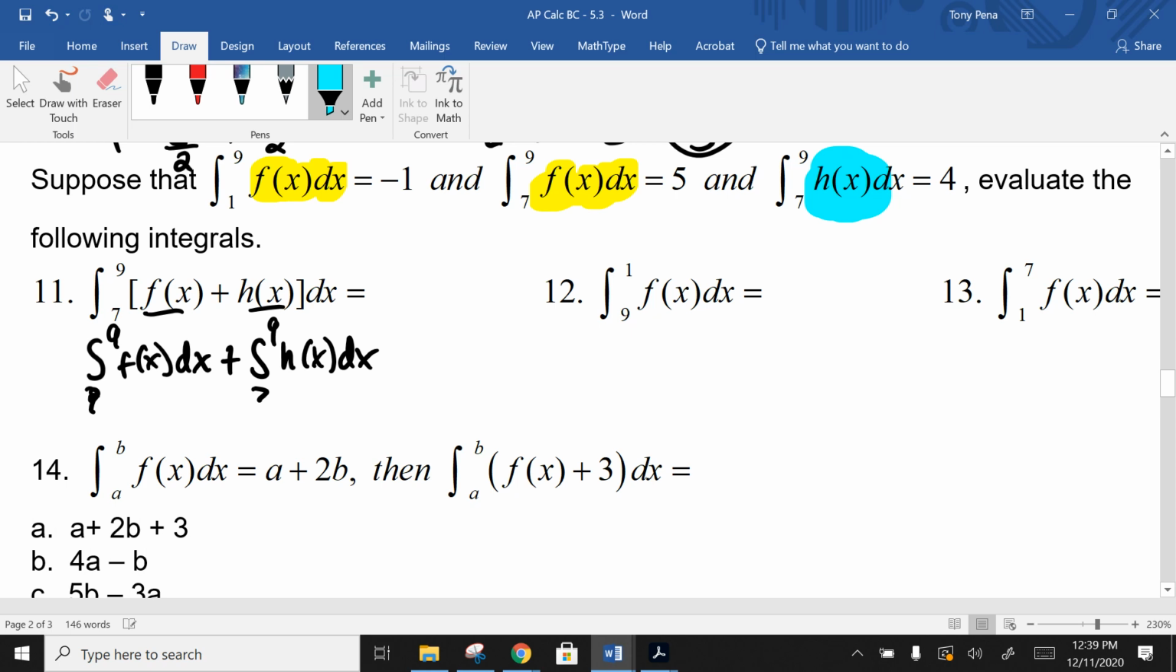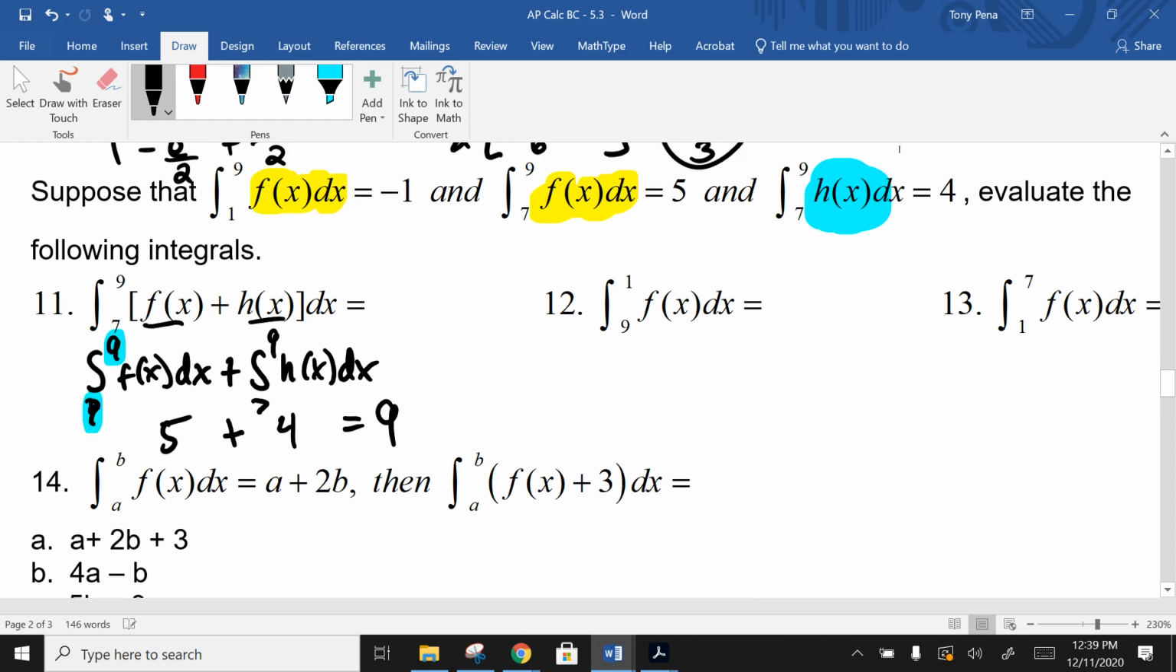Once we now have these two guys split up, then we can go ahead and do their values, right? Like, we know what this one is. From 7 to 9, integrating h of x, or I'm sorry, f of x, that's 5. And to integrate h of x from 7 to 9, that's the one that we just changed. That's 4, so then our answer is going to be 9. All right? And that's all we do.